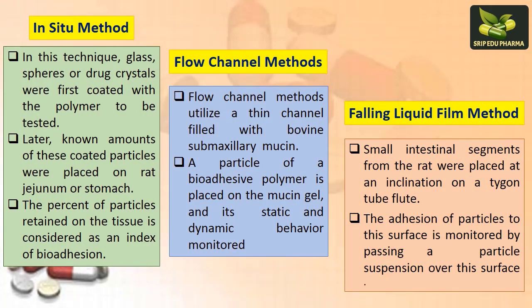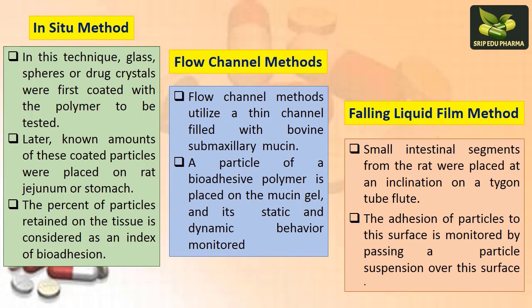So students, coming to the methods, these are the different methods that we use to analyze the property of mucoadhesion. First is the in situ method. In the in situ method, we analyze the bioadhesive potential of polymers. In this we use glass spheres or drug crystals which are first coated with the polymer to be tested, and later a known amount of these coated particles is placed on rat jejunum or stomach, and the percent of particles that are retained on the tissue is considered as the index of bioadhesion.